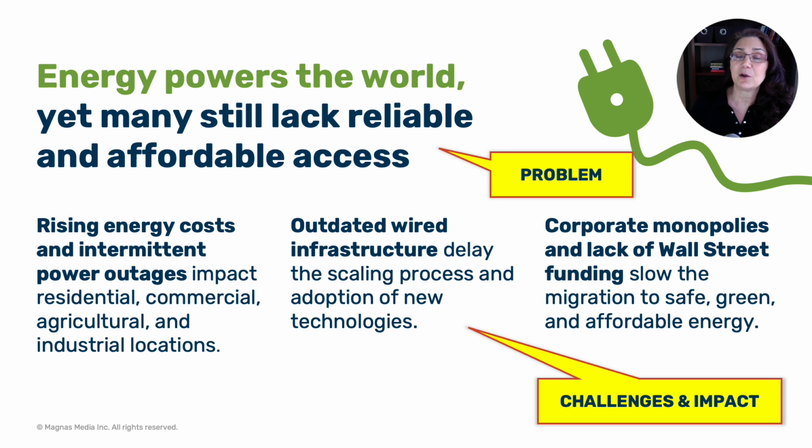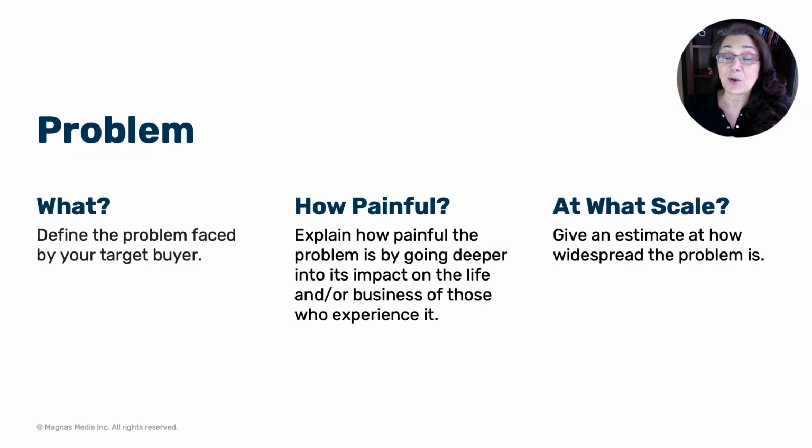If we take a closer look again at this problem slide, you can see that we've got the problem at the top, and the bottom 3 statements are talking about the challenges and the impact. Now, here's another framework that you can use as well to tell the same story. You'll notice they're all very similar. It's just that the order of the story might change and the context might change. So in this particular case, we've got what? Define what problem is faced by the target buyer. How painful? Explain how painful the problem is by going deeper on the impact of the business and who is experiencing it, and at what scale.